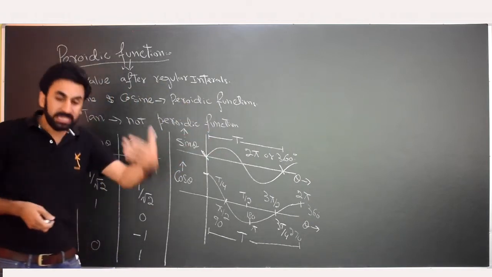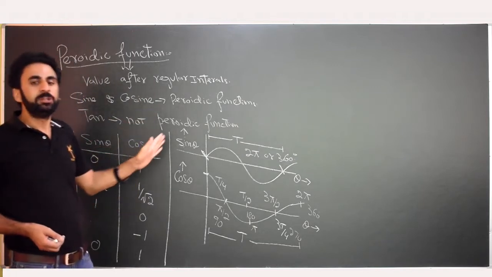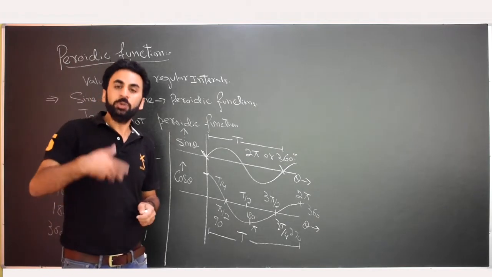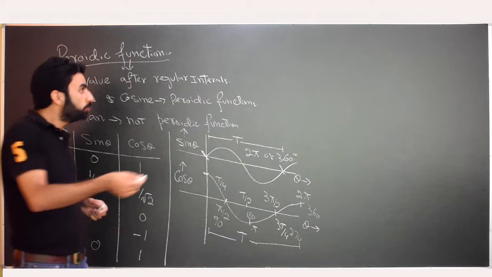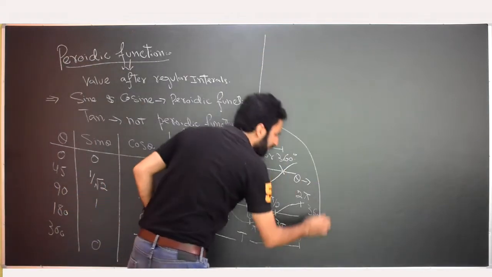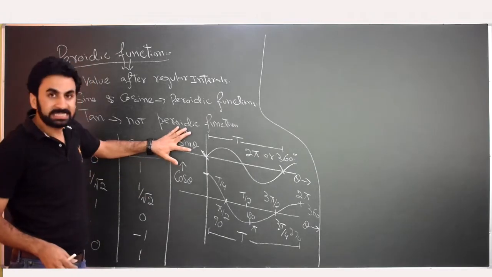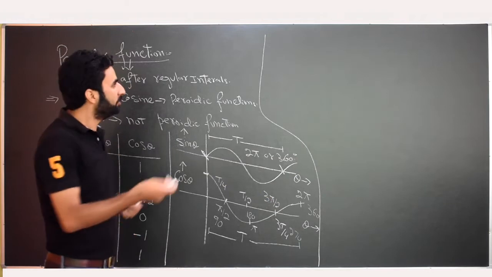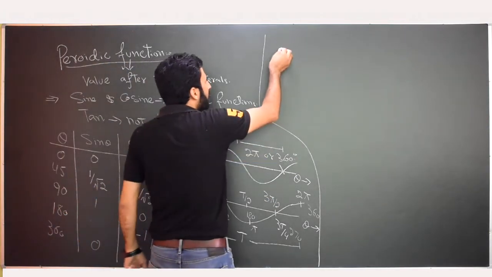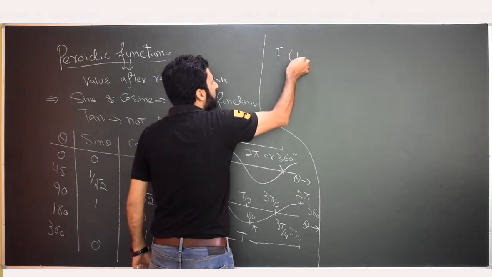So it doesn't repeat its values after equal intervals of time. Those functions which repeat their values after regular intervals of time may be called periodic functions. And how do we mathematically represent these periodic functions? Here on one axis we have sine of theta, and on the other axis we have theta. Now let's try to analyze here. If we have any function, let's represent this function as f of t.